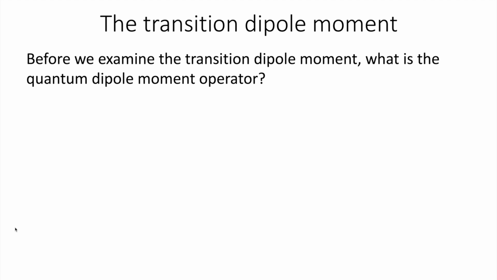Right. So as I said, we're focused on this transition dipole moment, which is basically how we're going to determine which transitions are forbidden or allowed. And before we do that, though, what's a dipole moment? Let's look at the quantum dipole moment operator before we move forward into the transition dipole moment.